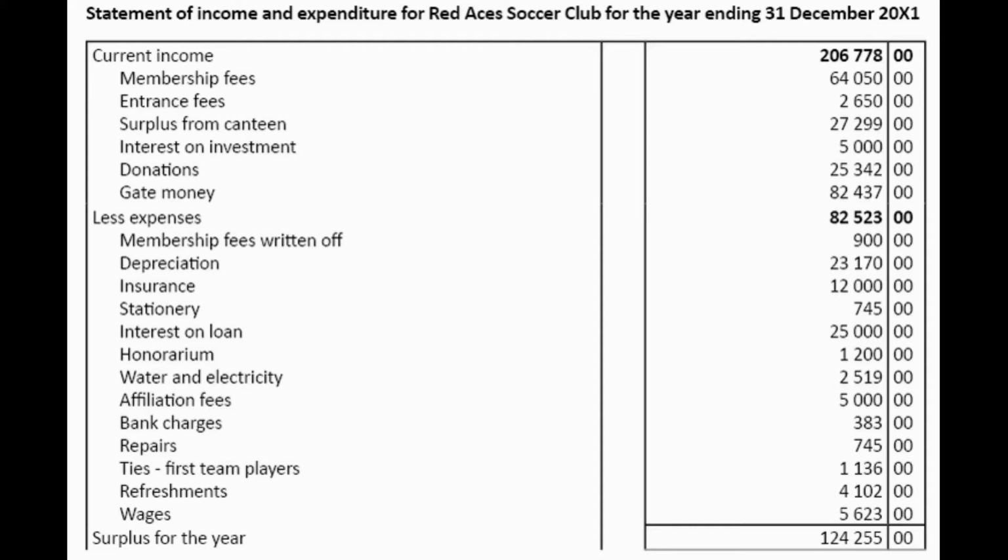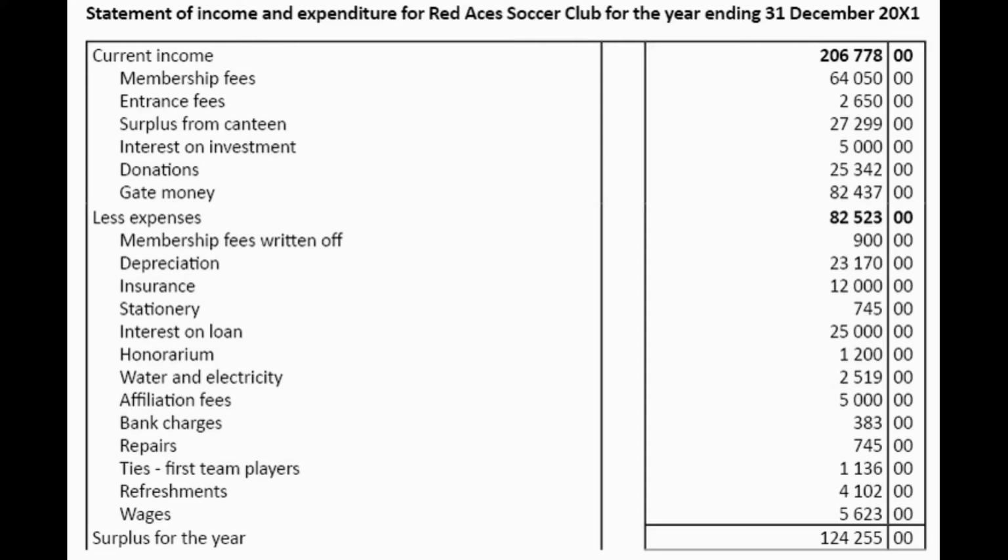Insurance, there was an adjustment for insurance, so the total is 12,000 that you transfer to the income and expenditure. The same with stationery, there was stationery on hand, 745. There was an adjustment for that to get 745, and then the interest on loan, there was also an adjustment regarding the interest on loan. So you've opened that account already. 25,000 is the amount that you've transferred to income and expenditure.